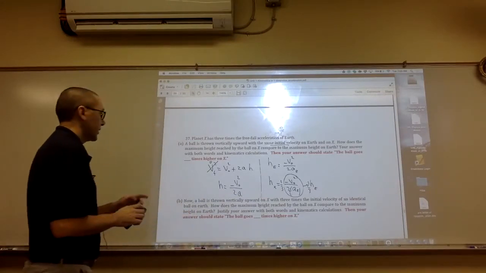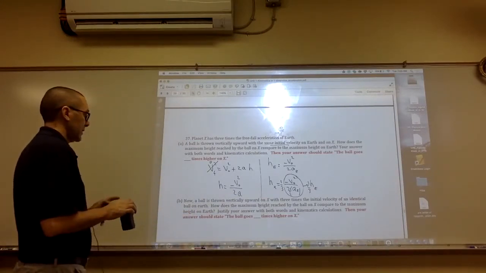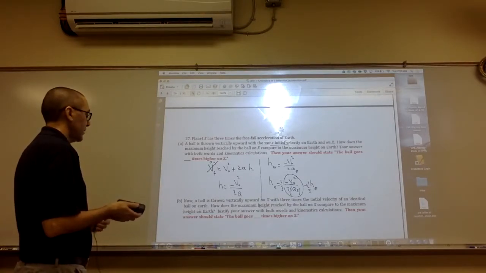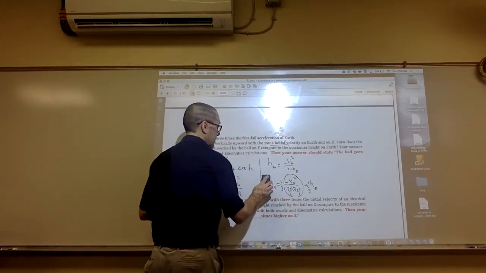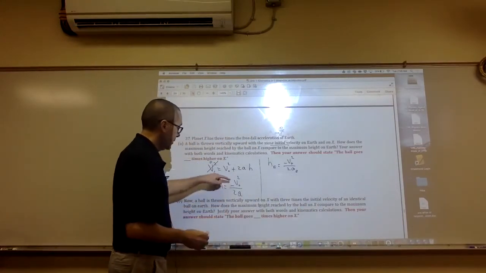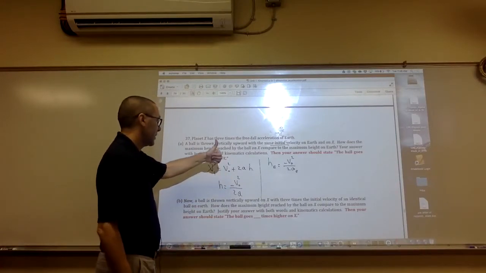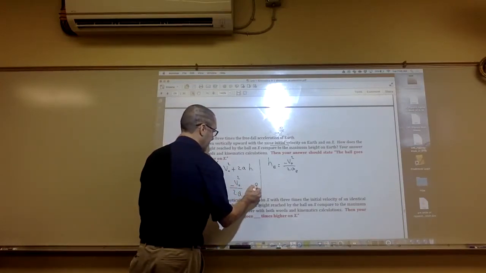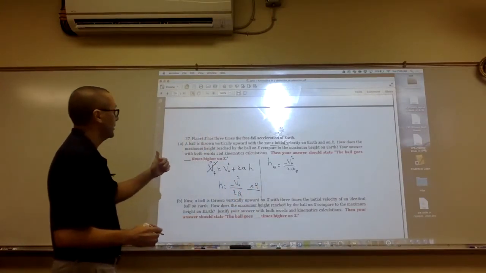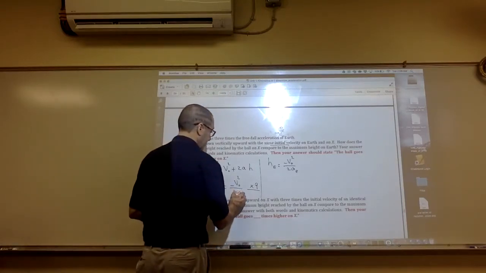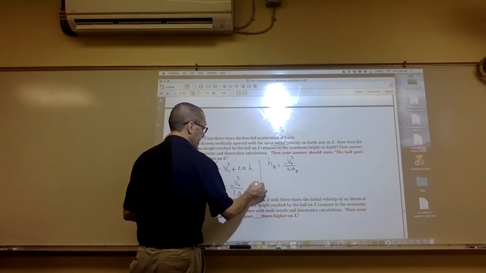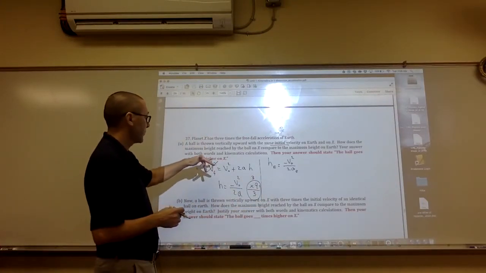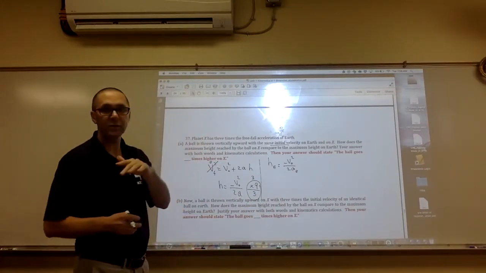A ball is thrown vertically upward on planet X with 3 times the initial velocity. How does the maximum height reached by the ball on planet X compare to the maximum height on Earth? Okay, so I'm going to try it this way here. If the VO is 3 times, the VO squared becomes 9 times. So now I introduced a factor of 9. And the acceleration is 3 times, so now I introduce a factor of 3 here. So basically I introduced a factor of positive 3. Which means the height on this other planet, X, is 3 times the height on Earth.